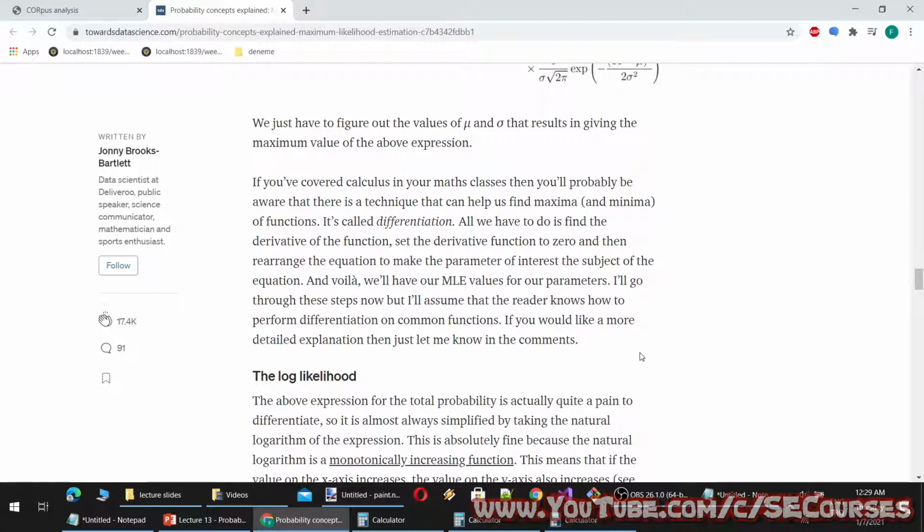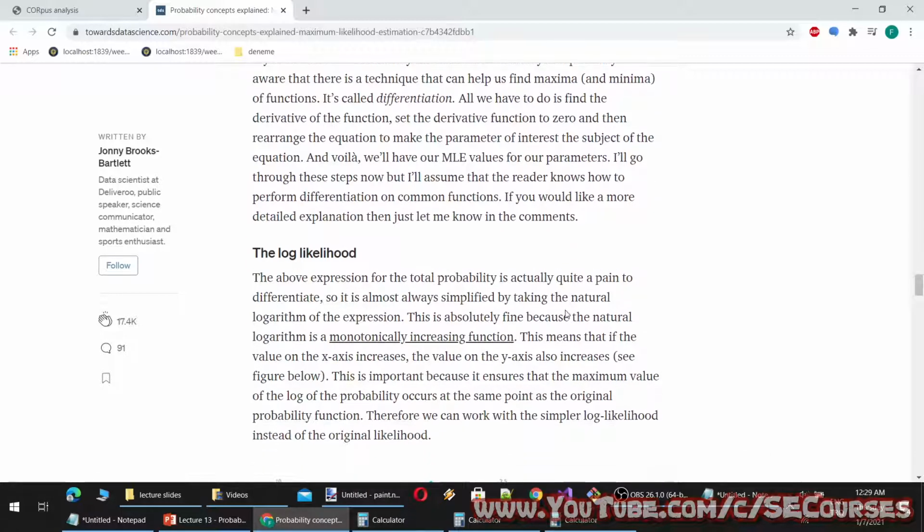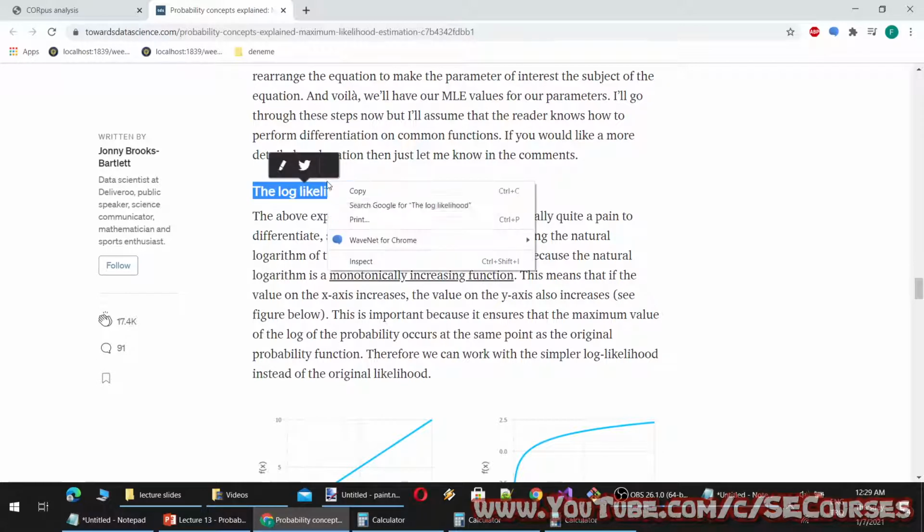If you've covered calculus in your maths classes, then you'll probably be aware that there is a technique that can help us find maxima and minima of functions. It's called differentiation. All we have to do is find the derivative of the function, set the derivative function to 0 and then rearrange the equation to make the parameter of interest the subject of the equation. And voila, we'll have our MLE values for our parameters. I'll go through these steps now, but I'll assume that the reader knows how to perform differentiation on common functions. If you would like a more detailed explanation, then just let me know in the comments.